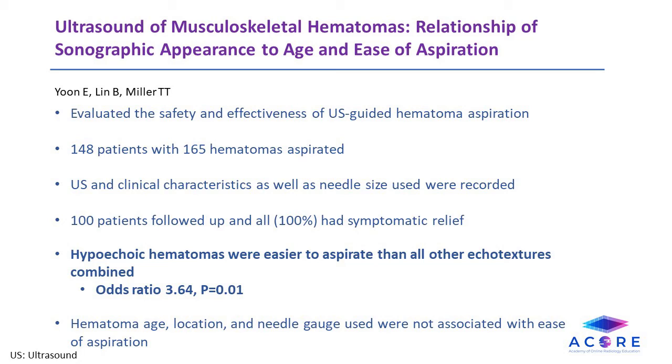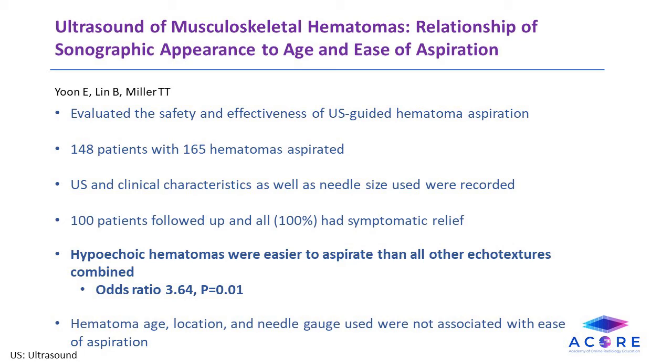Next, I have a musculoskeletal ultrasound article for you, which is looking at hematomas and the ease of aspiration based on various factors. So they had 148 patients with 165 hematomas which were aspirated. They looked at various ultrasound and clinical characteristics, as well as the needle size when aspiration was performed.